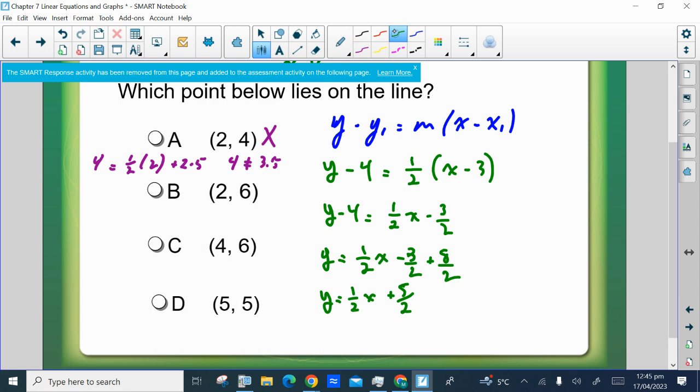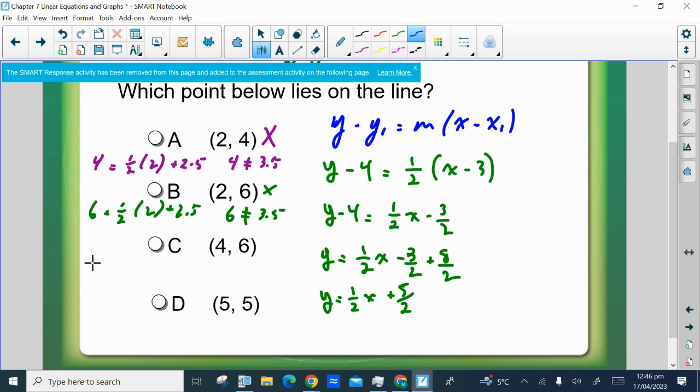So let's go to the next point, the point (2, 6). Y is 6, and x in this case is again 2. Well, in this case, we already figured out what happens when x equals 2. On the right side, half of 2 is 1 plus 2.5, again, is 3.5. 6 does not equal 3.5, so that point doesn't work.